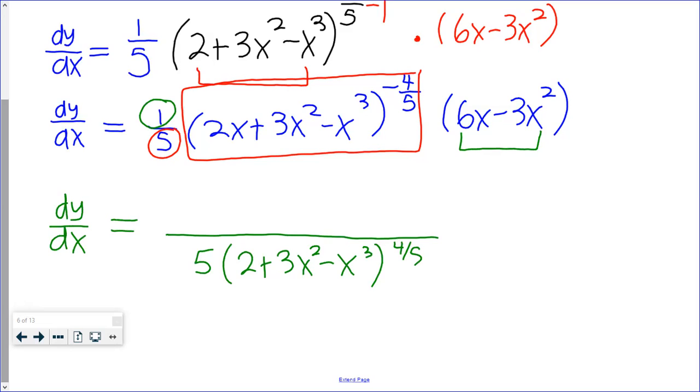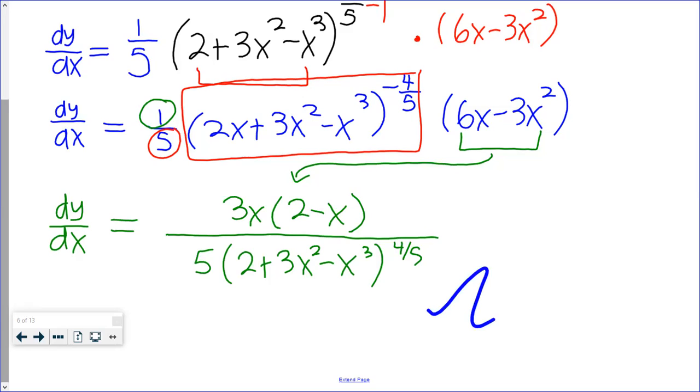But in this case, the inside derivative can be broken up using the greatest common factor. Greatest common factor is 3x. So I basically want to factor 6x minus 3x squared. I always want to do that because there's a possibility for any constant numbers or greatest common factors in the denominator to be canceled with what is happening in the numerator. In this case, 5 and 3x cannot be canceled. So I would leave my solution like that.